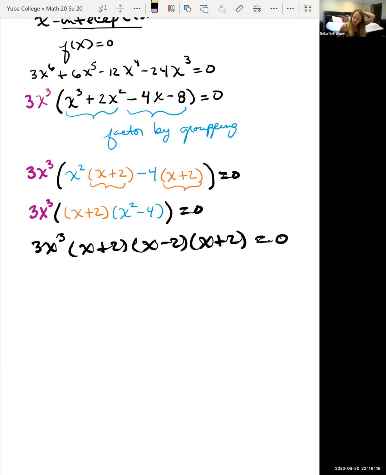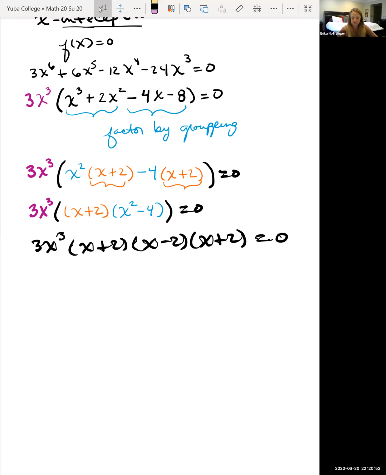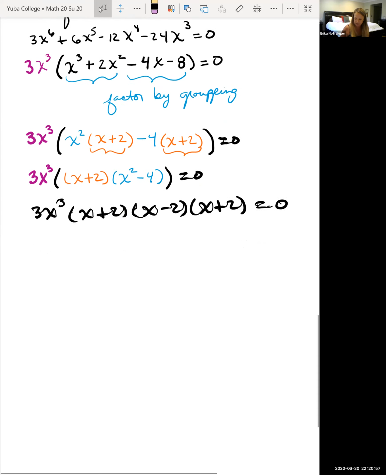Eeks. And it is still doing it. Okay, so problems with my pen, and I'm still having problems. Let's see if we can do it still.